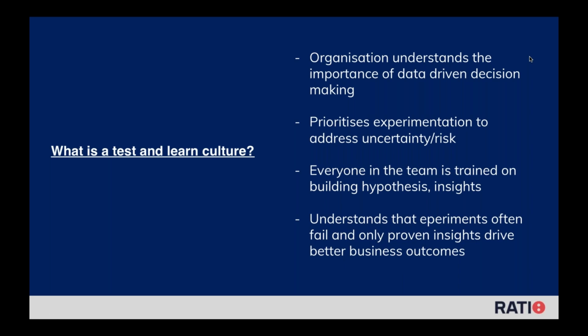So firstly, that the organization understands the importance of data-driven decision-making, and not even data-driven decision-making, but evidence-driven decision-making, as I said, as it can include information and qualitative research. That where there's uncertainty or risk, the organization or the people within it understand that experimentation is a good way in order to address that risk. That people understand how it is that you go about designing an experiment in terms of the insights that go into it, or what a good hypothesis looks like, what a null hypothesis is, and so on.